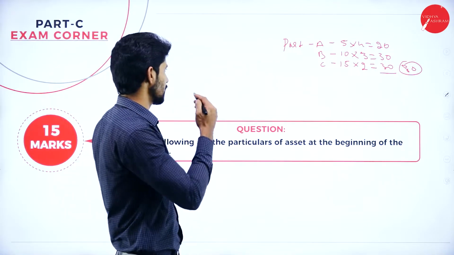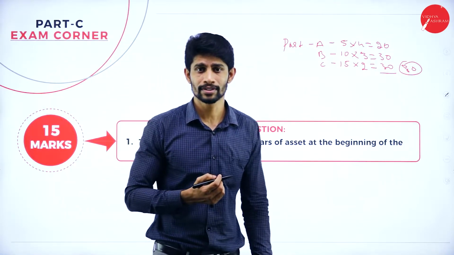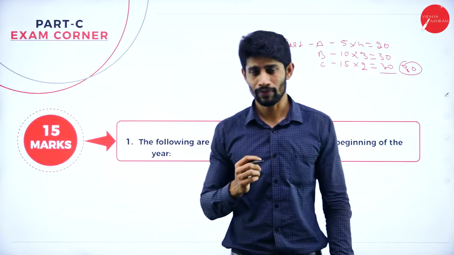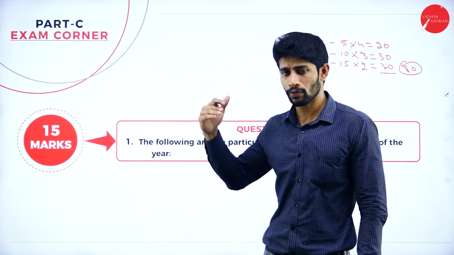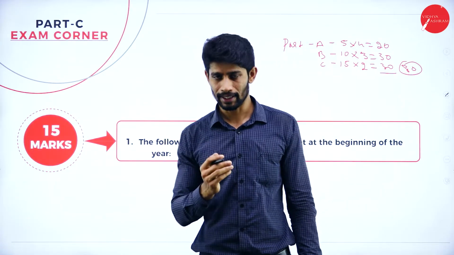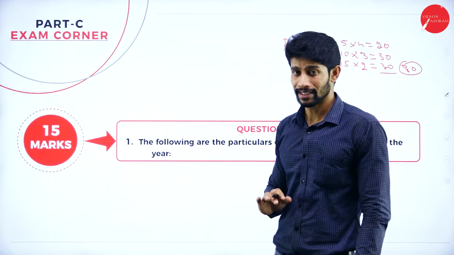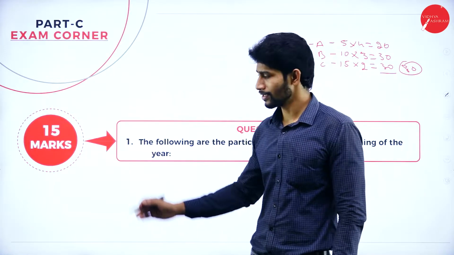So firstly, directly I'll solve with part C, where you'll get the questions for 15 marks. So directly we go with part C, part B, then part A. Directly we solve with part C, where they'll give 15 marks questions.